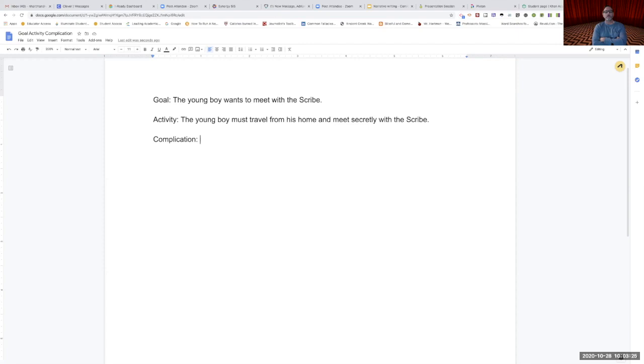The young boy wants to meet with the scribe to find the, well, actually, the young boy really wants to find his sister and meet secretly with the scribe to find information about his sister's whereabouts. So what's the complication? We know that the soldier overheard the conversation, but what's the complication? And there's a pretty obvious one, but I'm curious to see what you guys have to say.